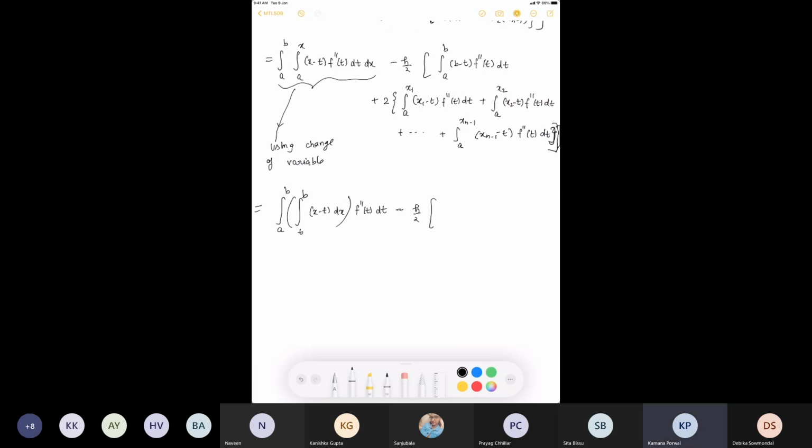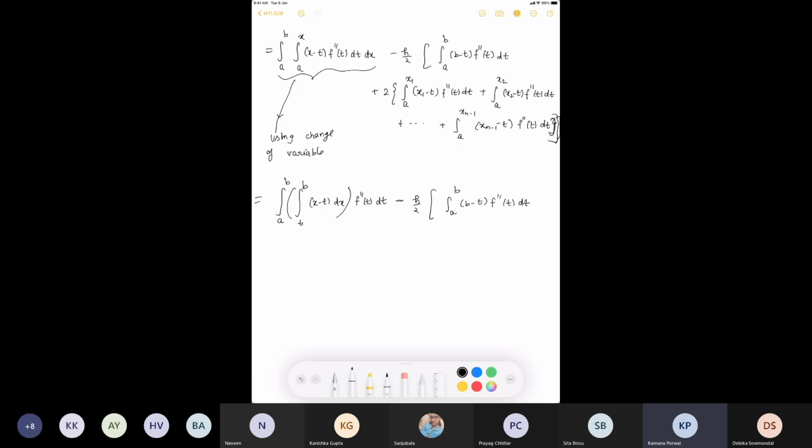So the first term is also okay. I have the integral a to b, (b minus t) f double prime t dt. Now if you pay attention to the second term onwards, we have an integral from a to x1 in this term, and then an integral from a to x2, and likewise in the last term we have an integral from a to xn minus 1. So the limits of integration are different on each of these terms.